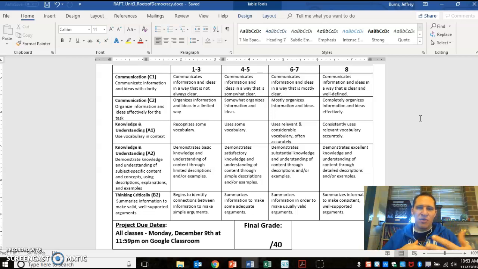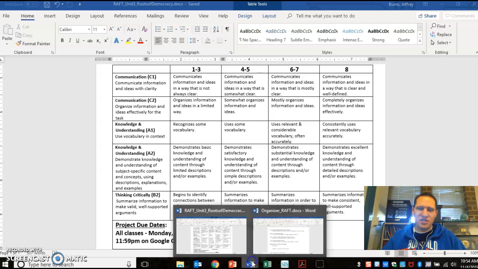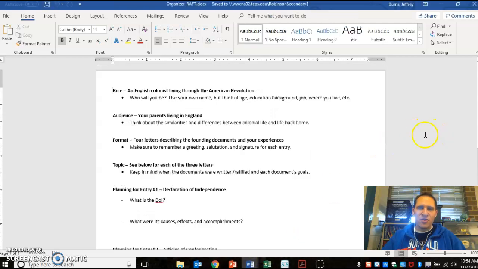And are you able to summarize your entries into valid arguments that make sense and explain the different components of that document? Okay? And again, the due date is posted at the bottom, as you can see. And this will be done on Google Classroom. Let's look at the back. This is what your graphic organizer looks like.